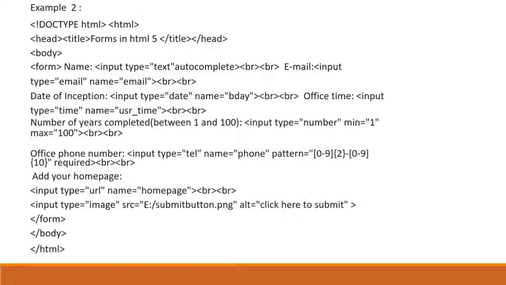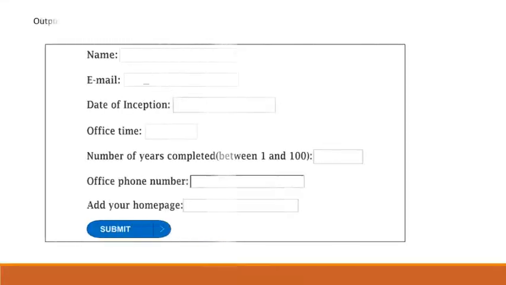Definitely you will get the output in the next form. See the output: name, email, date of inception, office time, number of years completed between 1 to 100, office phone number and add your home page. Last one is given as a submit button.